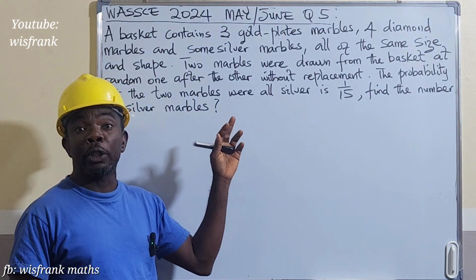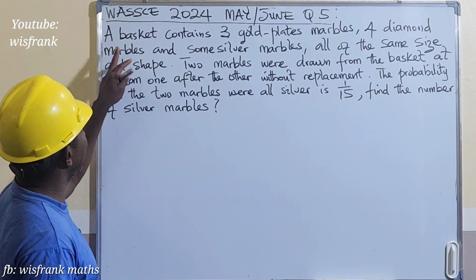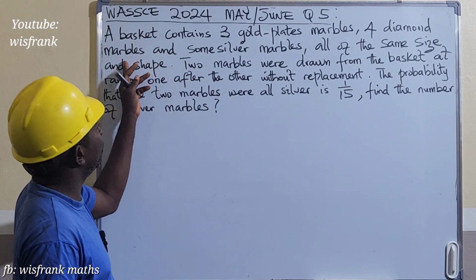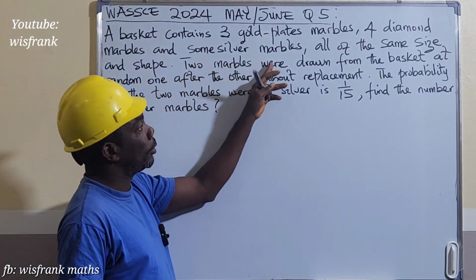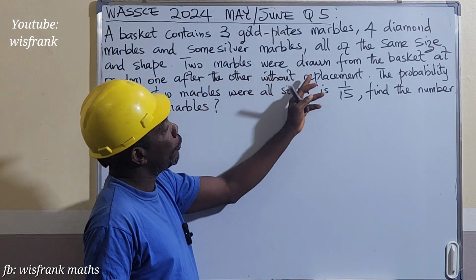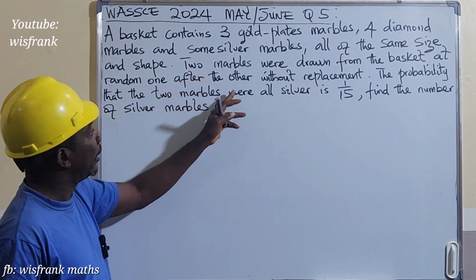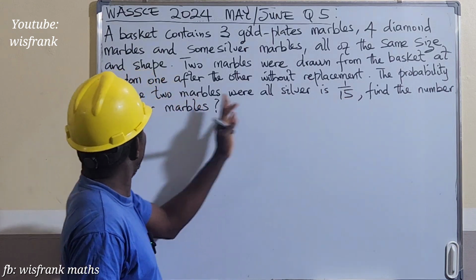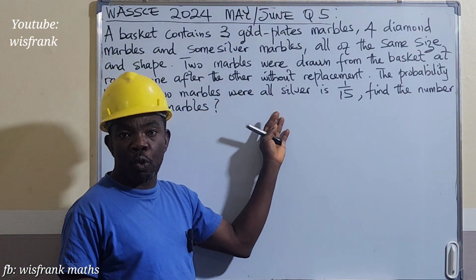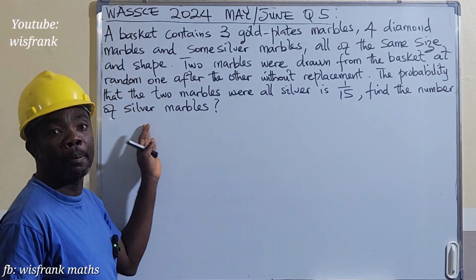Today we are looking at this question. It's from WASSCE 2024 May-June General Mathematics, Question number 5. It says a basket contains 3 gold plate marbles, 4 diamond marbles, and some silver marbles, all of the same size and shape. 2 marbles were drawn from the basket at random, one after the other, without replacement. The probability that the 2 marbles were all silver is 1 over 15. Find the number of silver marbles.